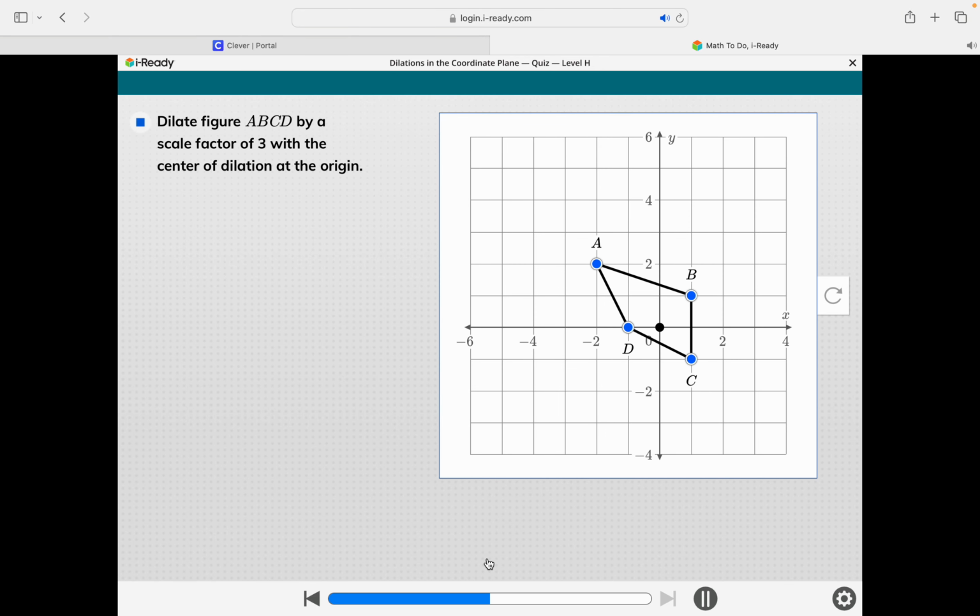Dilate figure ABCD by a scale factor of 3 with the center of dilation at the origin. We have to multiply by 3, Subani. I will do A and B, and you do C and D. Yeah. Okay. You want to do it? Okay. Thank you. A is minus 2 and 2. Write down A equal to minus 2 and 2.